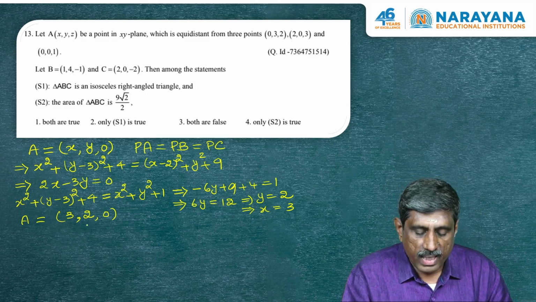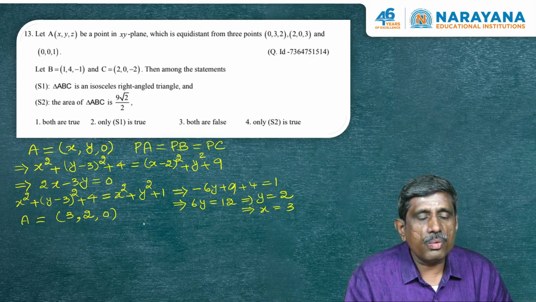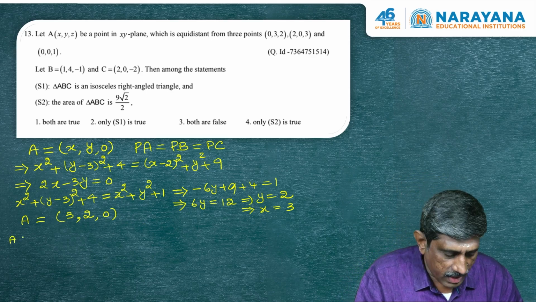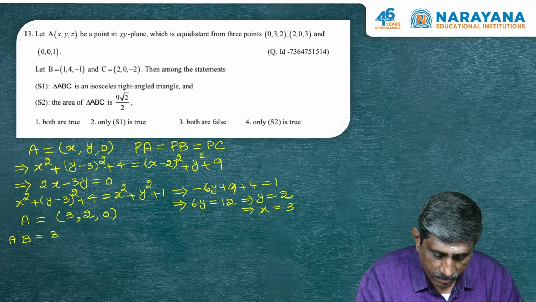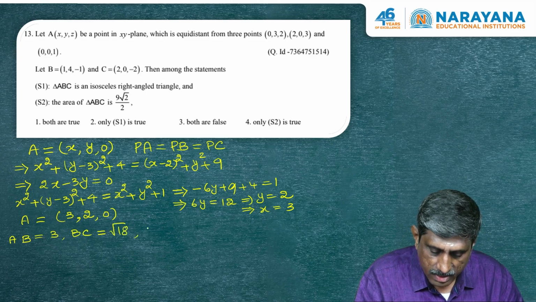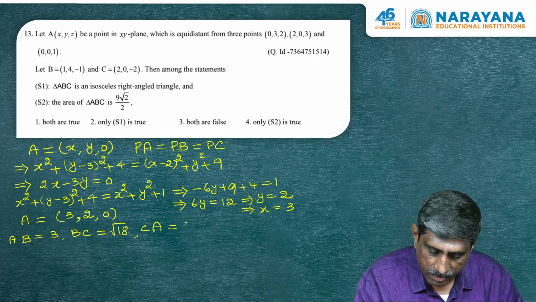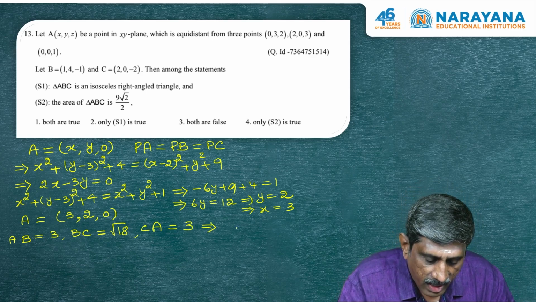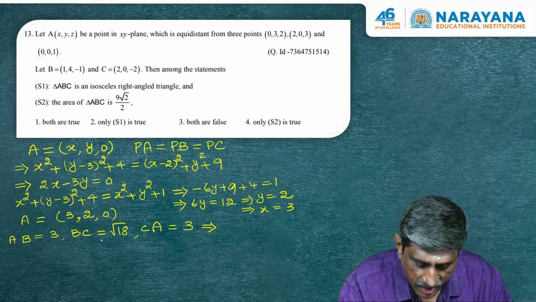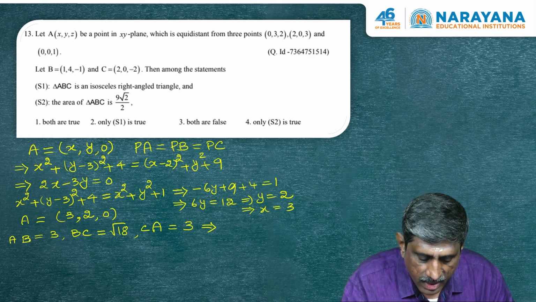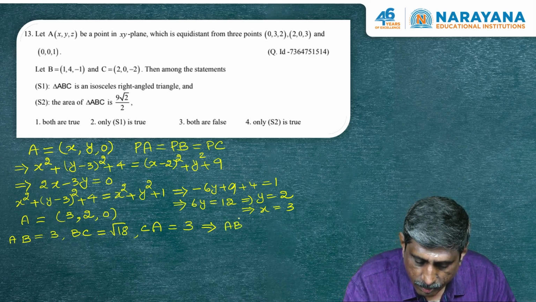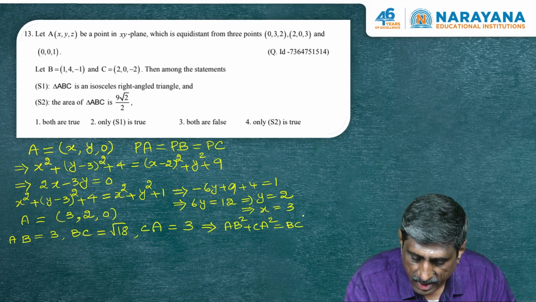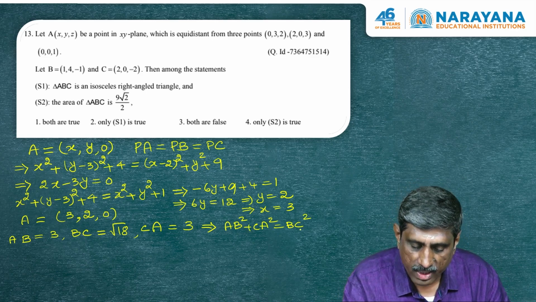Now, we have the points B, C. Let us directly go with the distances. Let us find out the distance AB, we are getting 3. The distance BC is root 18 and the distance CA is again 3. Therefore, it is statement S1. What is the first statement? Triangle ABC is an isosceles right angle triangle. Clearly, it is an isosceles triangle and AB square plus CA square is equal to BC square. So, it is a right angle triangle also clearly. So, statement 1, S1, is correct.